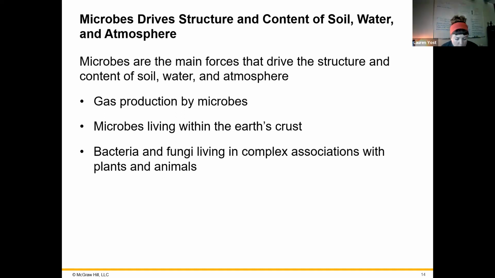And it's just making it worse because they're just adding more and more to it and everything like that. But they have a lot of other effects on our environment as well, as not all bad.